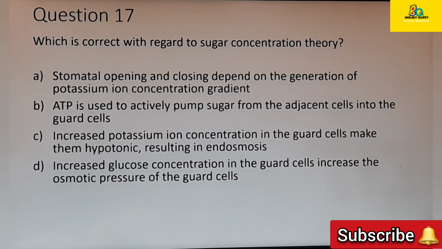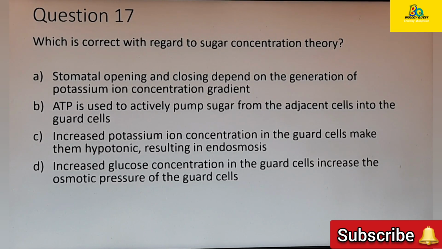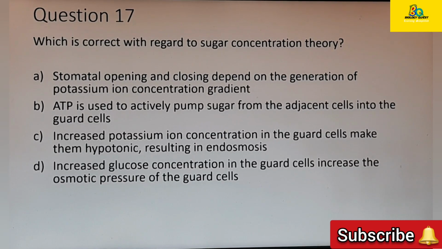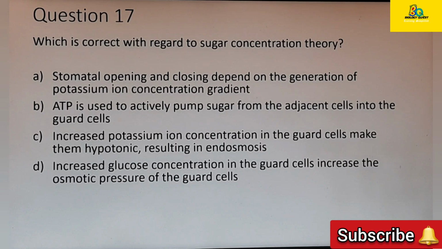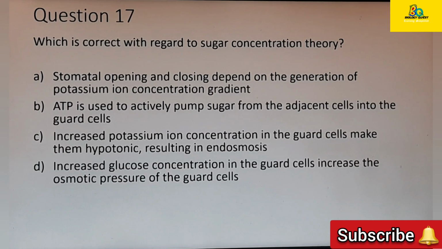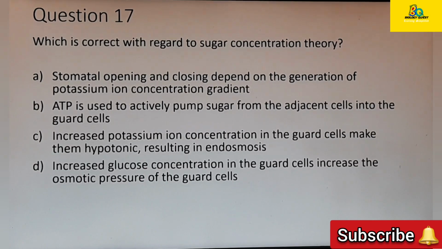There will be an increase in the glucose concentration or sugar concentration in the guard cells, making the guard cells hypertonic. So, what will happen? Endosmosis. Water enters into the guard cells from the adjacent cells. Endosmosis will take place and the guard cells become turgid. They swell and the stoma or the opening opens up, the stomata opens up. That is actually what is happening in the sugar concentration. According to the sugar concentration theory, this is how the stomata is opening.